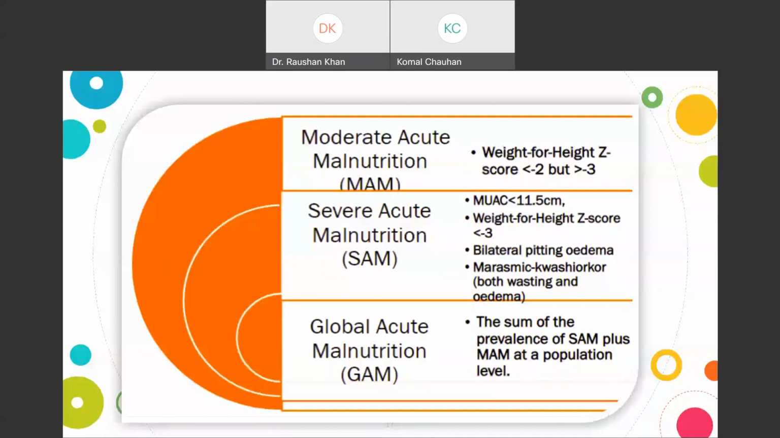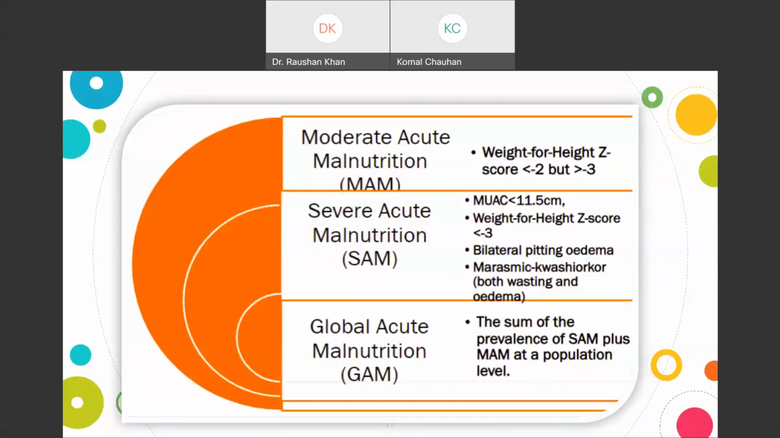Similarly, in case of SAM, also known as severe acute malnutrition, MUAC should be less than 115 mm or 11.5 centimeters. Weight for height Z score should be less than -3. Bilateral pitting edema will be there. I will explain this in further slides. Marasmic and kwashiorkor, both wasting and edema, can be seen in these cases.